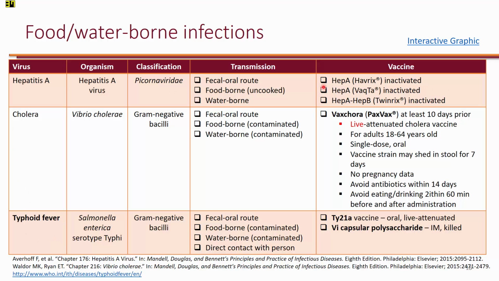For hepatitis A, we do have vaccines available. There is also one vaccine available in the United States that's a live attenuated cholera vaccine, and it should be given at least 10 days prior to travel to a cholera endemic region. Again, you can use that interactive graphic to see what areas are endemic for cholera and also for hepatitis A and typhoid fever. We do have two vaccines available for typhoid fever. One is an oral live attenuated vaccine, and the other one is an intramuscular injection, which is a killed vaccine.